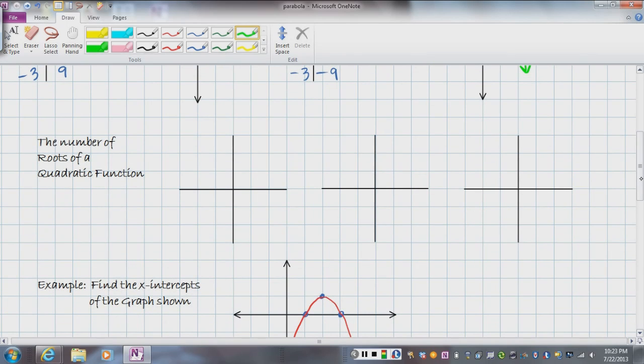Now let's talk about some parts of a parabola. We can have a parabola that has 2 x-intercepts. We can have a parabola that has 1 x-intercept, or we can have a parabola that has no x-intercepts. X-intercepts are what we refer to as roots.